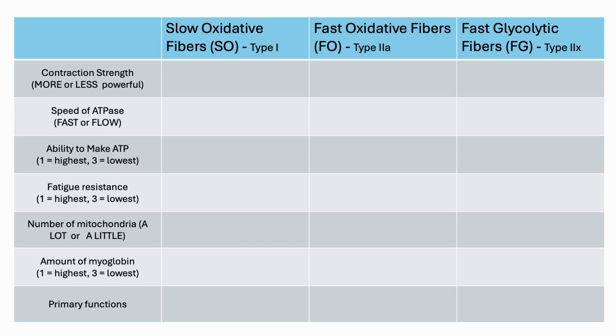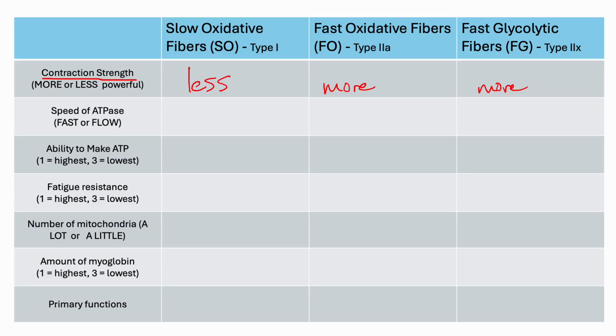So we have our 3 types: slow oxidative, fast oxidative, and fast glycolytic. When we look at the strength, how strong the contraction will be, if we just say more or less is going to be our gauge, our slow oxidative fibers are going to be less powerful, whereas our fast fibers, whether we're talking about oxidative or glycolytic, are going to be more. Those fast twitch fibers typically are going to have a stronger contraction.